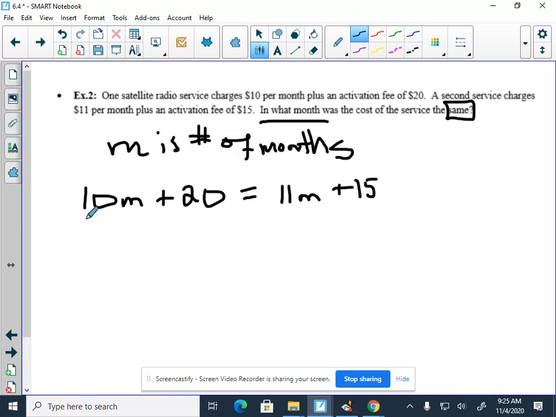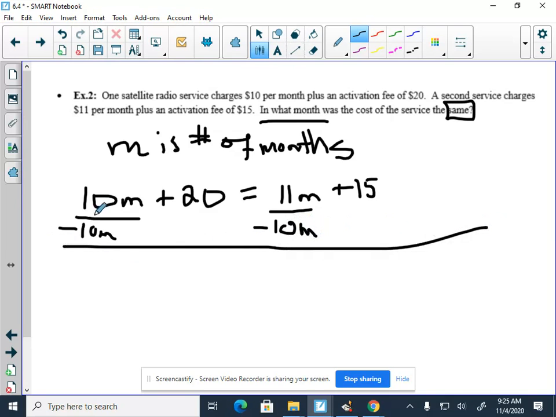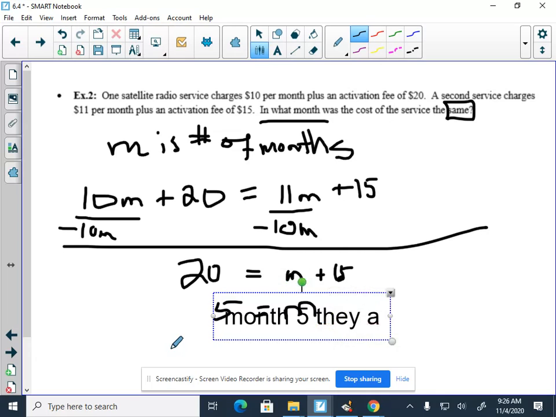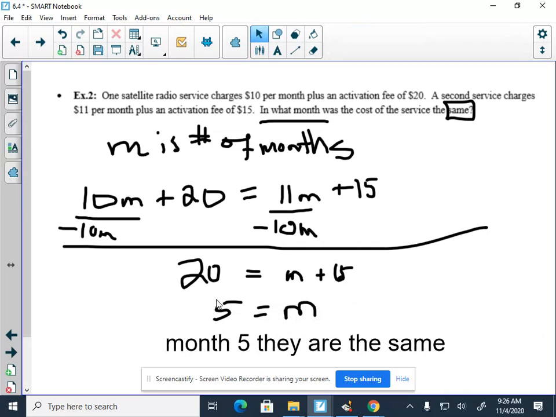Okay, so a little bit of algebra. It's been a while since we've done these. We did one just on the last one. I look at these and I'm going to subtract the smaller of the two just to move it. So I'm going to subtract 10m from each side. The smaller of those two was the 10. In subtracting 10, we get rid of the 10 on the left. We get 20 over here equals 1m plus 15. If I subtract 15 from each side, I get m equals 5. So what does that mean? After month 5, they'll be the same.